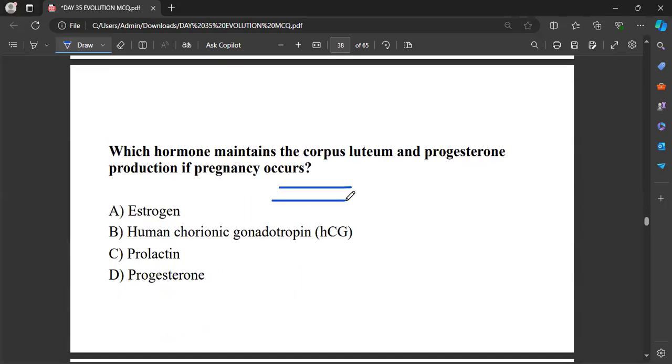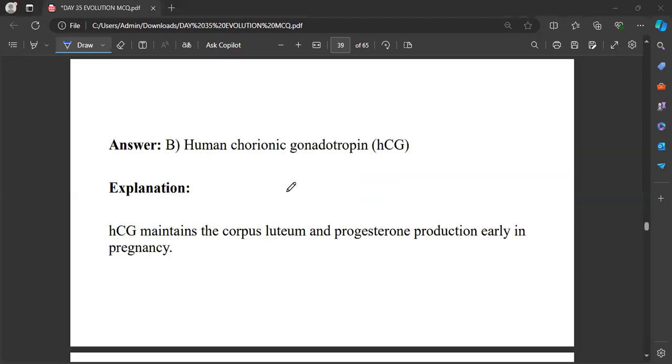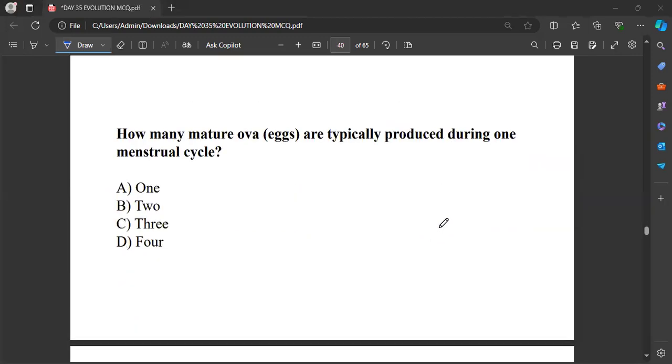Which hormone maintains the corpus luteum and progesterone production if pregnancy occurs? Important question. Human chorionic gonadotrophin. This is the hormone which maintains the corpus luteum and progesterone production early in the pregnancy. Okay. How many mature ova are typically produced during one menstrual cycle?